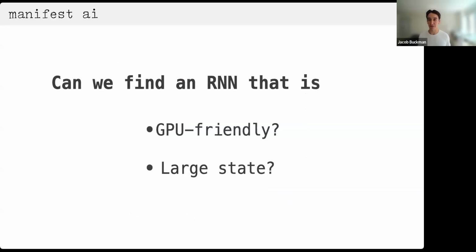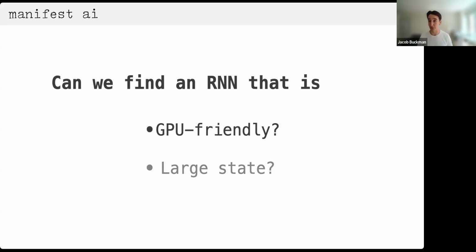So now all that's left is to find an RNN that fixes the issues with the first generation of RNNs, LSTMs and RNNs, as compared to transformers. When we think about the advantages of transformers I discussed earlier, well, they're GPU friendly and they have a large state. All that's left is to find an RNN that has these properties. So that's what I'm going to describe now. And that's what we have been working on at Manifest AI in developing power attention.